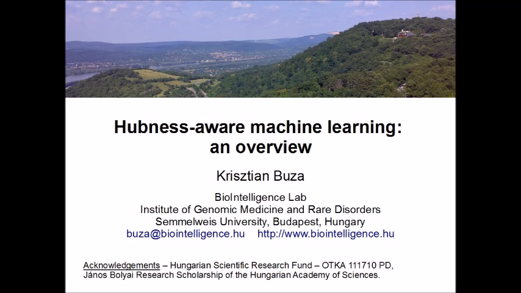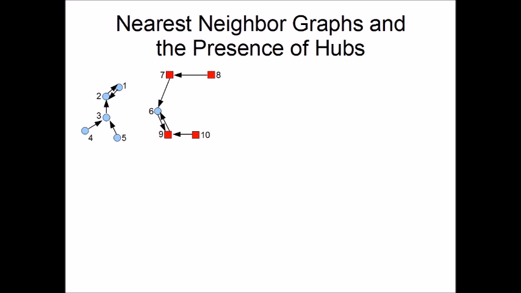Regarding the nearest neighbor relationship, let us first observe that, at least in general, the nearest neighbor relationship is asymmetric. Let me explain what I mean by this. Let us consider the example shown in this slide. Of course, it may happen that the nearest neighbor relationship is symmetric.